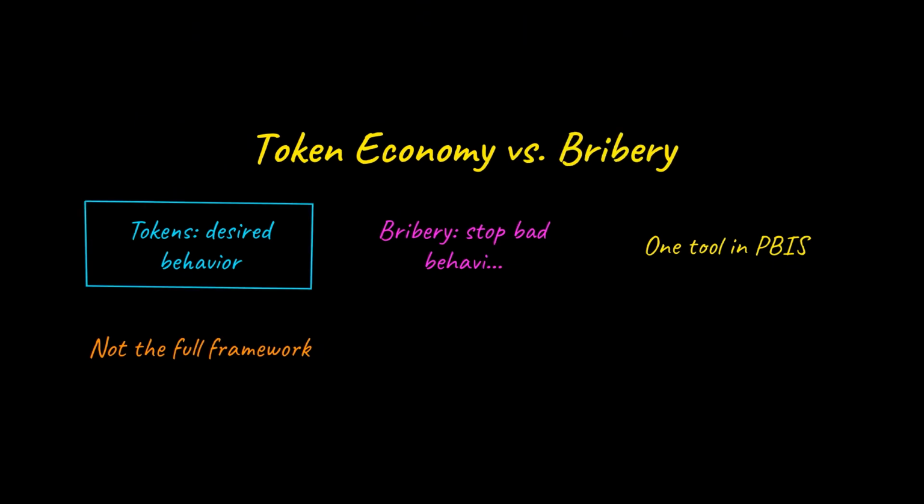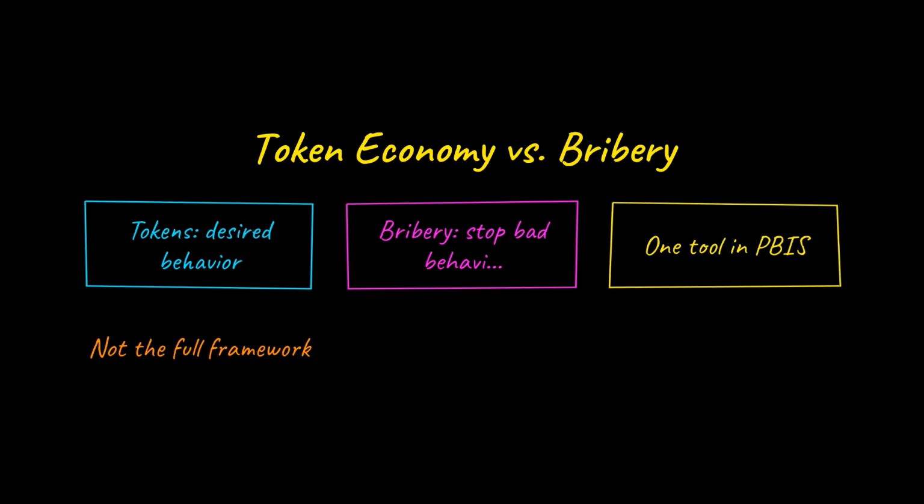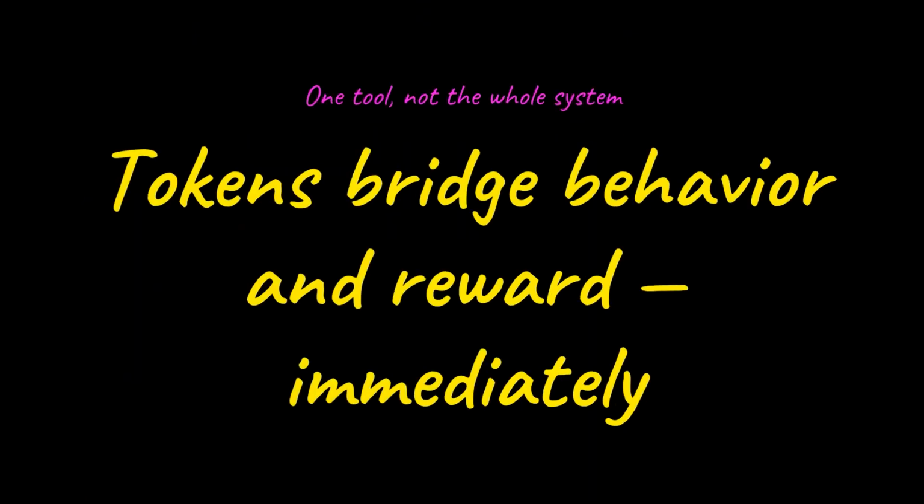Bribery rewards someone for stopping an undesirable behavior, while a token economy rewards demonstrating a desirable one. It is also just one strategy within positive behavioral interventions and supports, not the entire framework. The power of a token economy comes from immediate reinforcement bridging the gap to a delayed reward. Used thoughtfully within a broader support system, it is an effective and flexible behavior strategy.